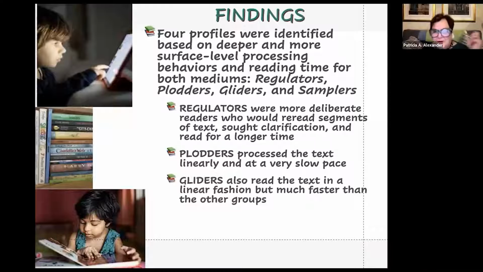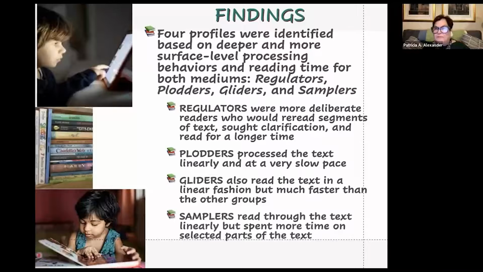The third group was the gliders. The gliders are interesting because they're also linear readers. It doesn't seem like they're skipping, jumping. They're reading quite linearly, or as Lauren was saying, they'd come to the picture when the picture comes up, but they're fast. They seem to be very fluent and quick readers, much faster than all the other groups, over a minute faster than all the others.